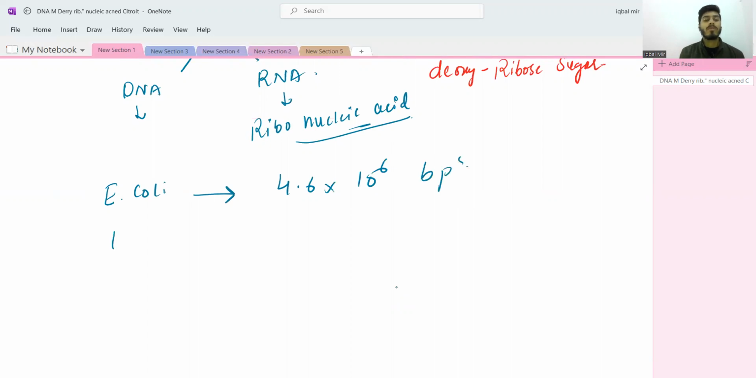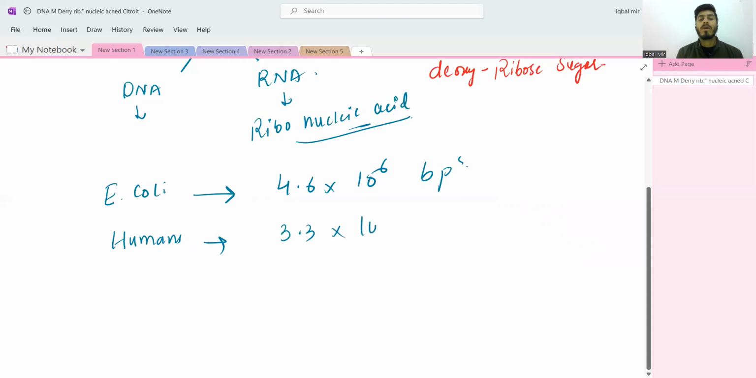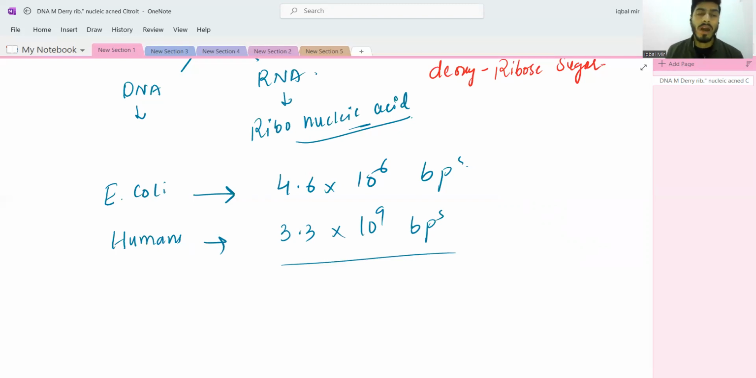And what about humans? How many? Yes, 3.3 into 10 raised to power 9 base pairs are present in the case of humans. Our DNA is linear. The bacterial DNA is circular. Yes, this is double-stranded DNA. This is also double-stranded DNA. And we know the DNA in E. coli is present in the cytoplasm, and in humans, it is in the nucleus. Understood?